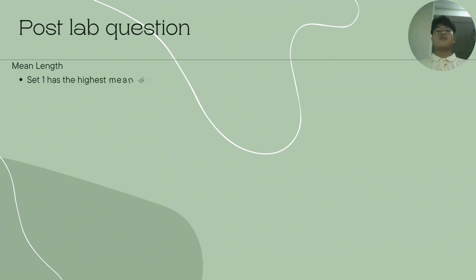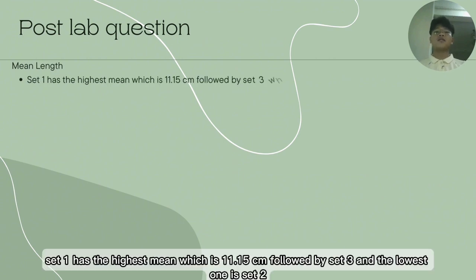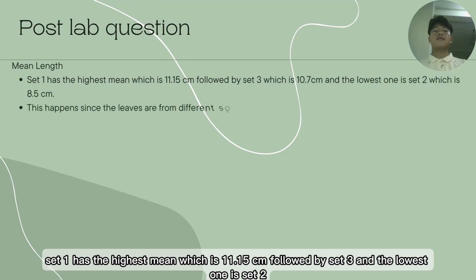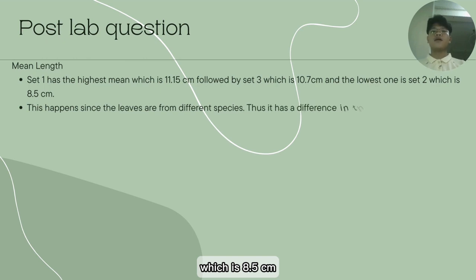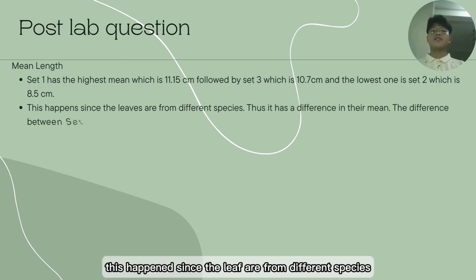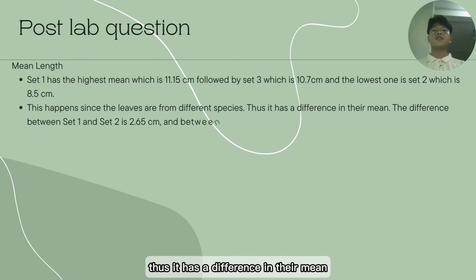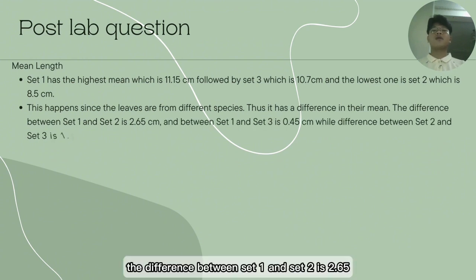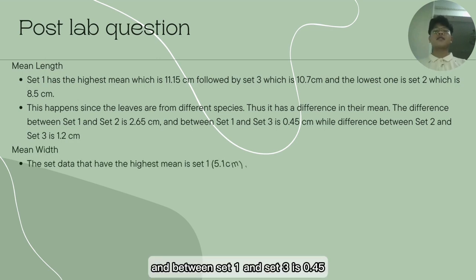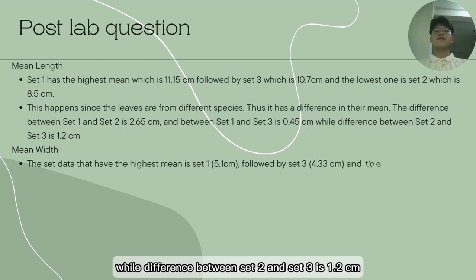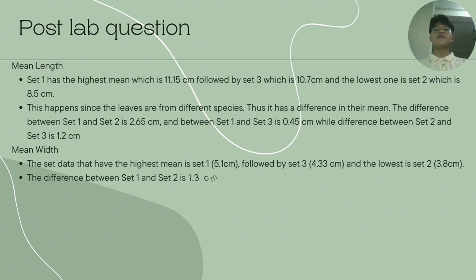For the length, set 1 has the highest mean, which is 11.15 cm, followed by set 3, and the lowest one is set 2, which is 8.5 cm. This happened since the leaves are from different species. Thus, there is a difference in their mean. The difference between set 1 and set 2 is 2.65, and between set 1 and set 3 is 0.45, while the difference between set 2 and set 3 is 1.2 cm.